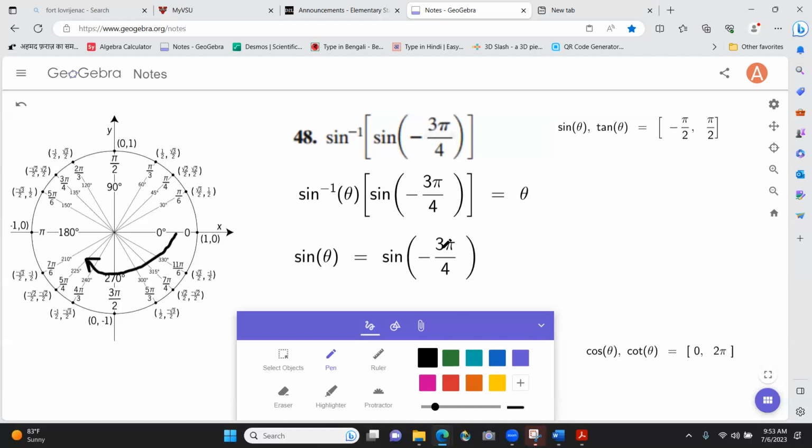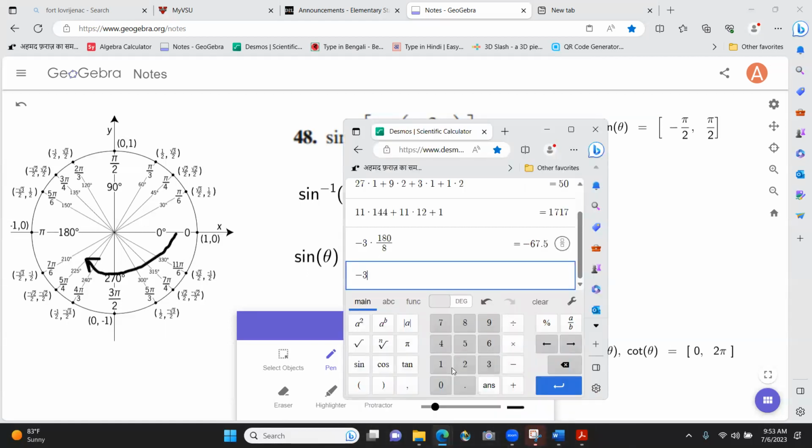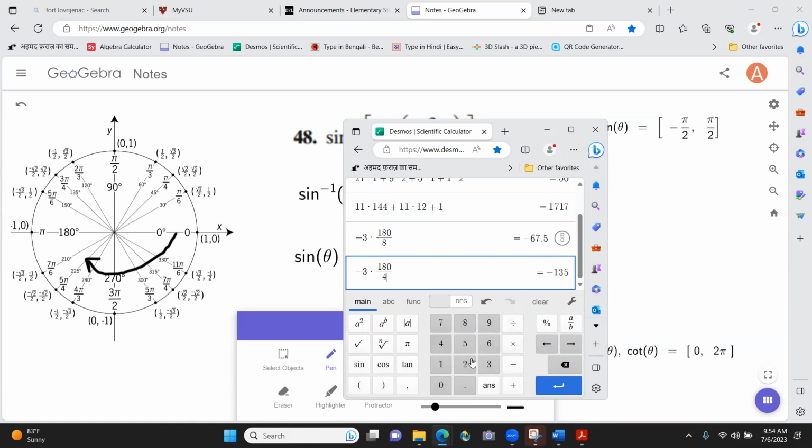Let me make sure that I'm correct. Let me check. Let me go over this: 3 times 180 divided by 4. And don't forget the negative sign. Negative 3 times pi, which is 180, divided by 4. I'm getting 135, negative 135.